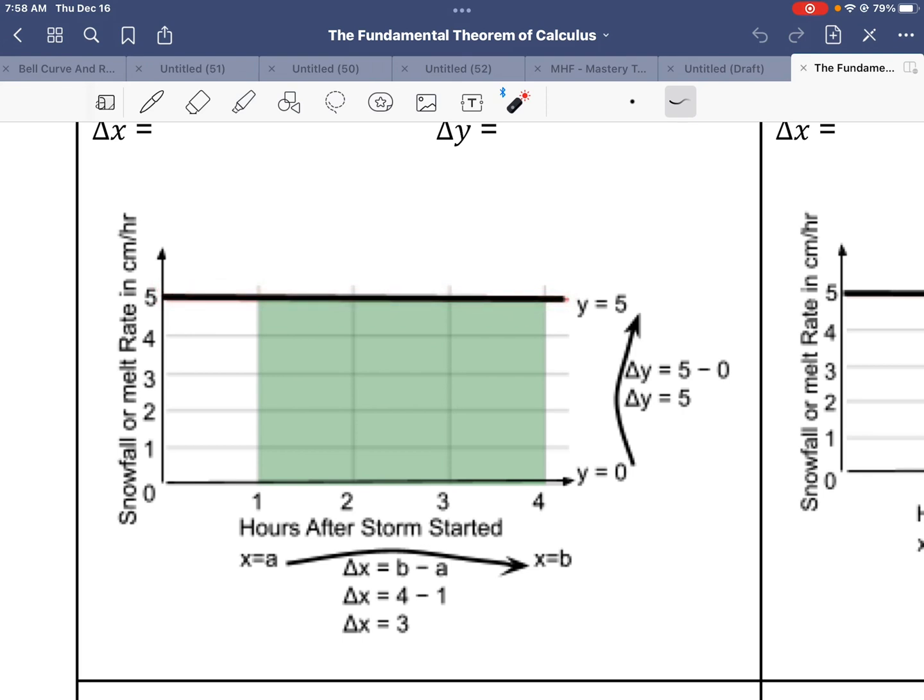And the question is, why are you using all this notation, Mr. Long, and formality when it's such a simple question? Well, because things will get much more complex, and it's a lot easier to understand the notation and the meaning if you start with some simple examples. Okay, and we're going from x equals 1 to x equals 4. Now it is a real life scenario. It's a snowfall or snow melt rate graph in centimeters per hour, and the x-axis is hours after a storm started. We're not going to get into that for a minute.